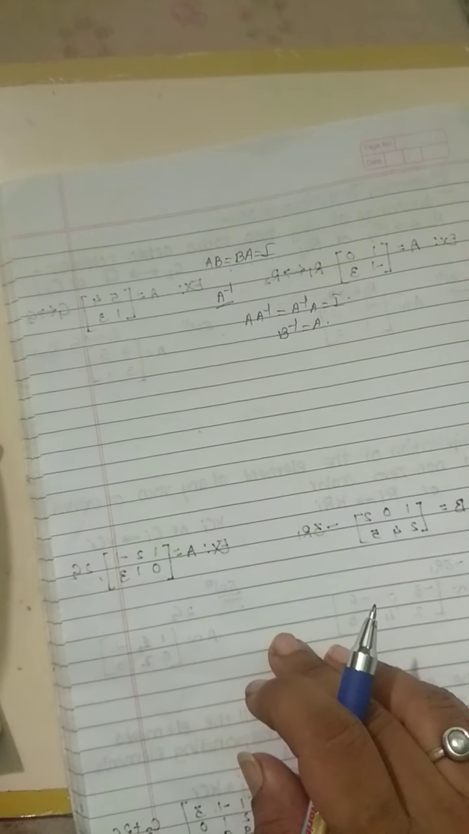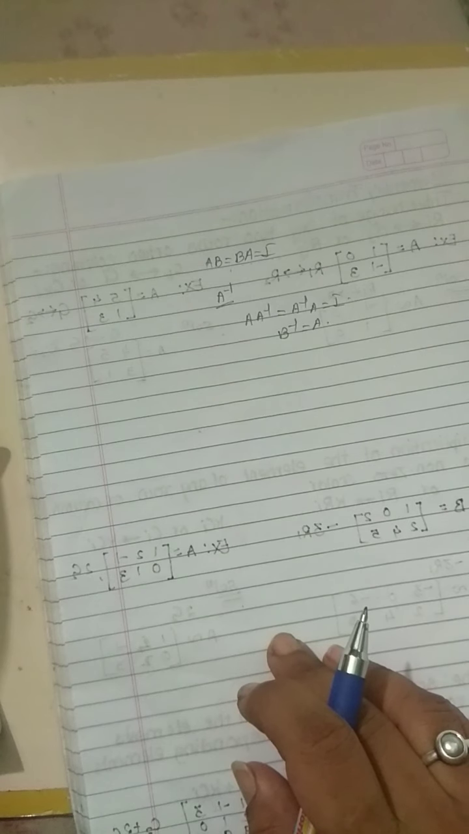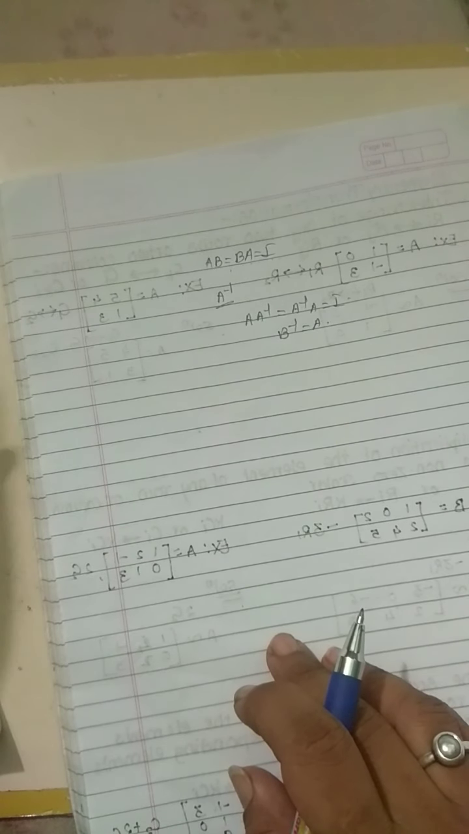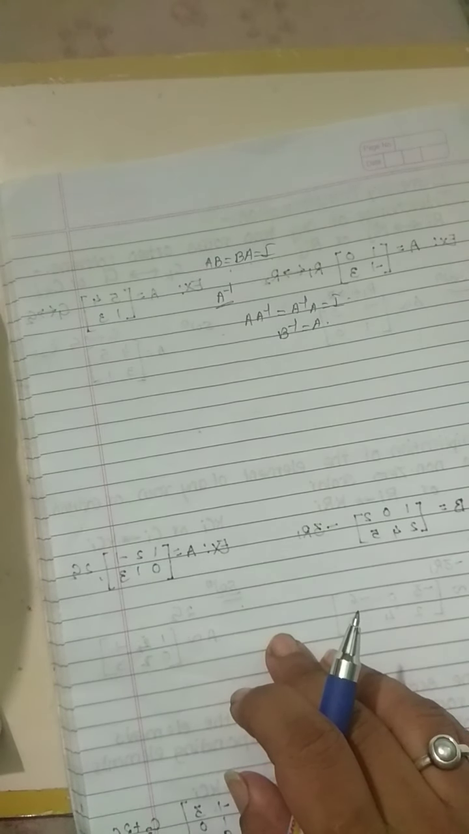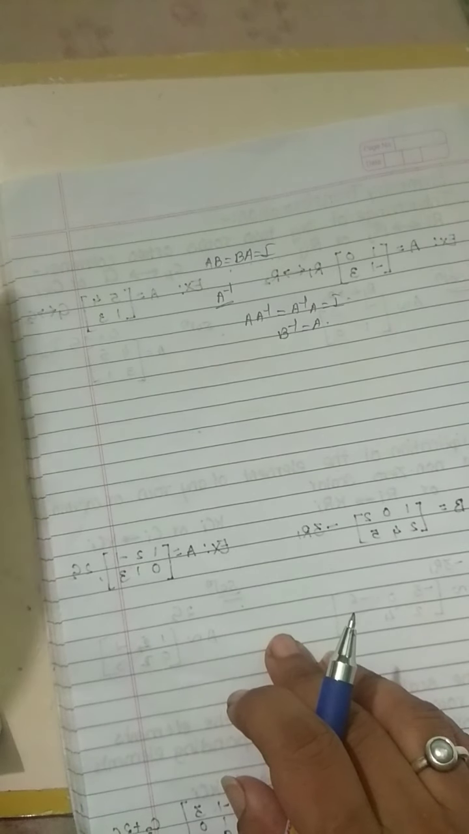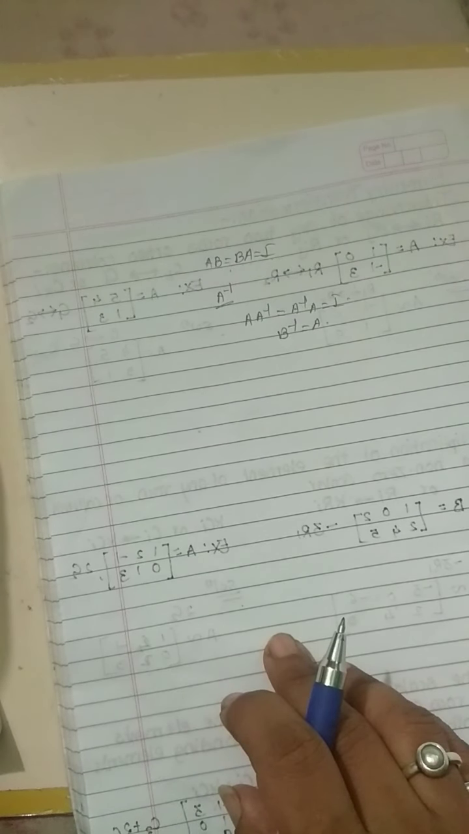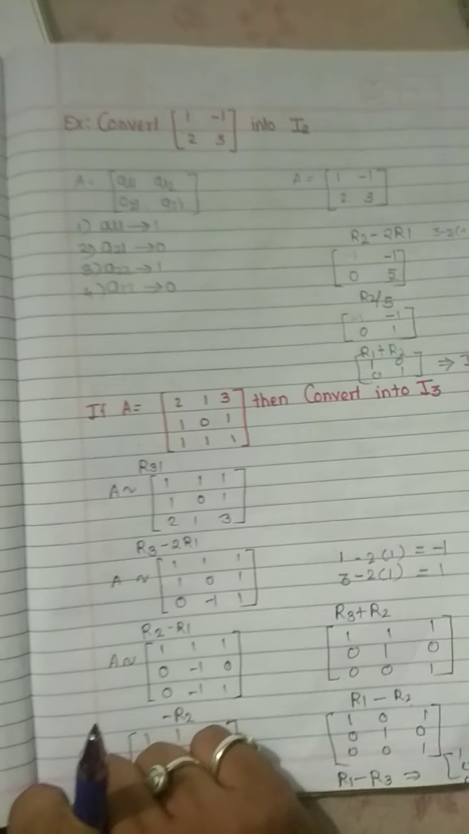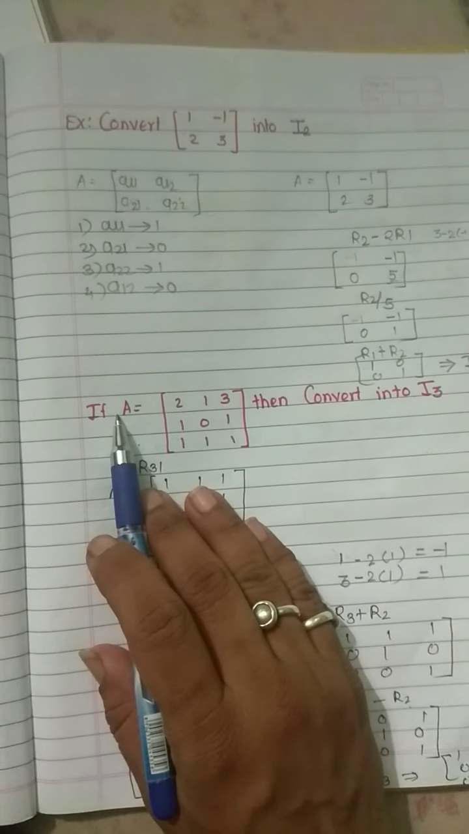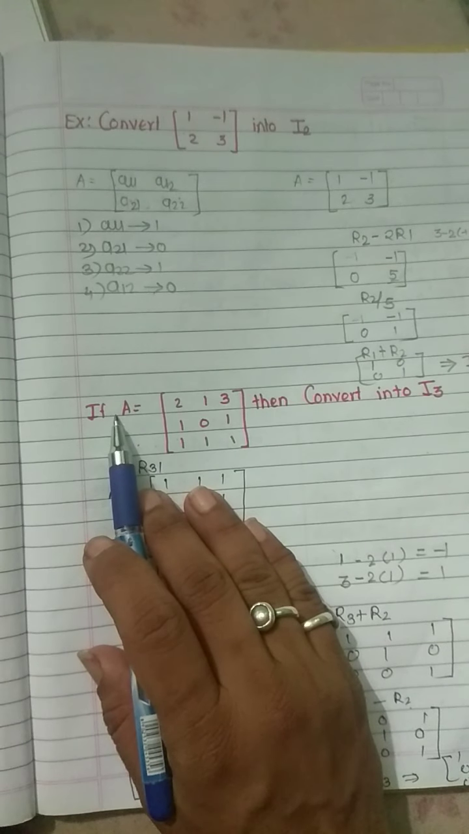The inverse of a matrix, if it exists, can be obtained by using two methods. First method is elementary row transformation or elementary column transformation, and second method is nothing but the adjoint method. Now study these methods. First, the elementary transformation method. First, we can learn about converting a matrix to the identity matrix.